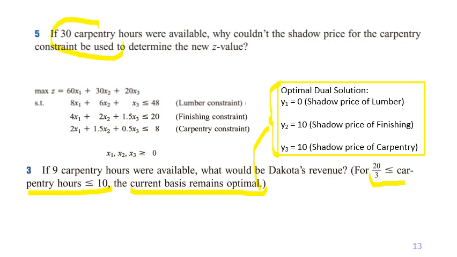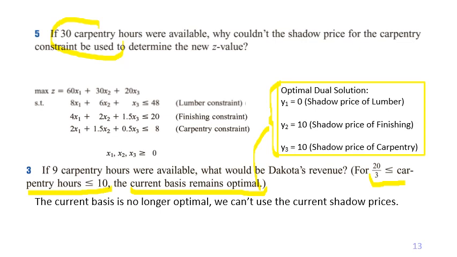30 carpentry hours is clearly outside of this range. It means that the current basis is no longer optimal. We cannot use the current set of shadow prices. Then what should we do if we really would like to know what happens if we have 30 carpentry hours? Well, you may apply the change in right-hand side in one of the 6 cases in the sensitivity analysis.